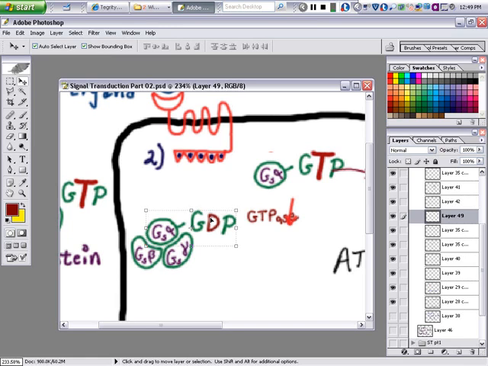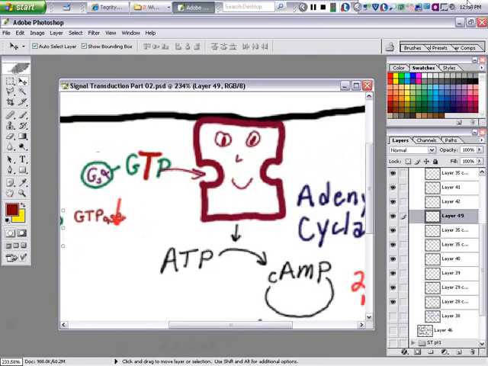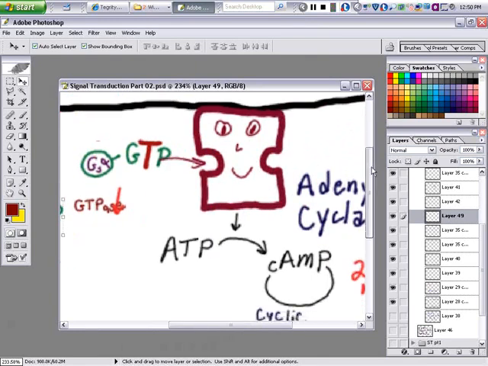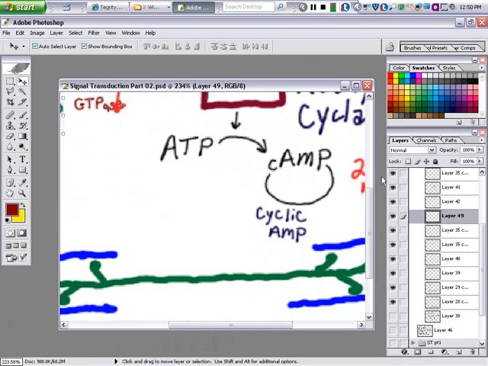Everyone with me so far before we continue? So now we're at our second messenger, cyclic AMP. Now let's continue. Okay.